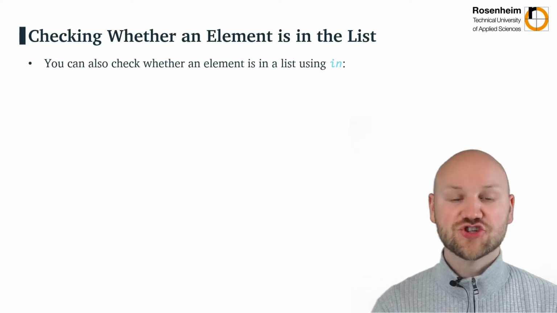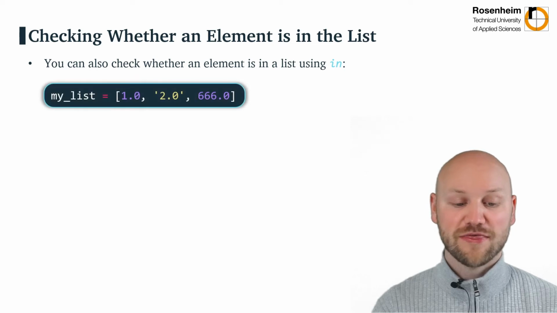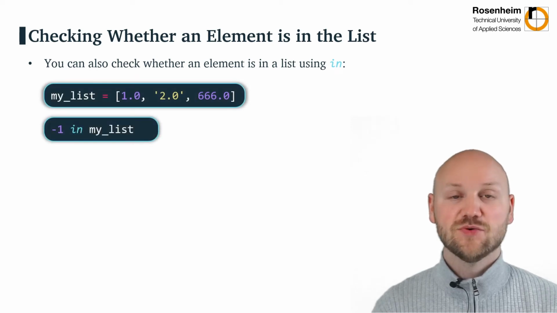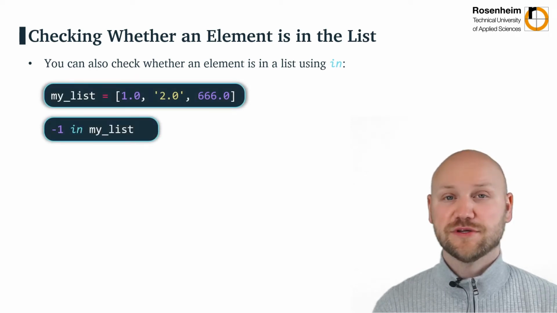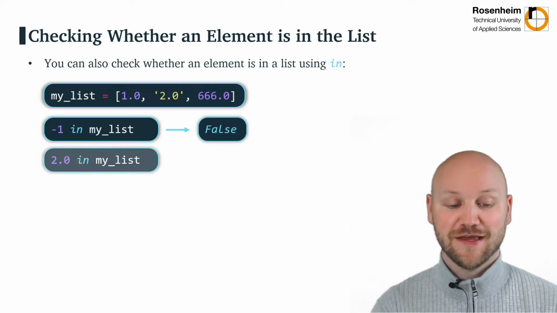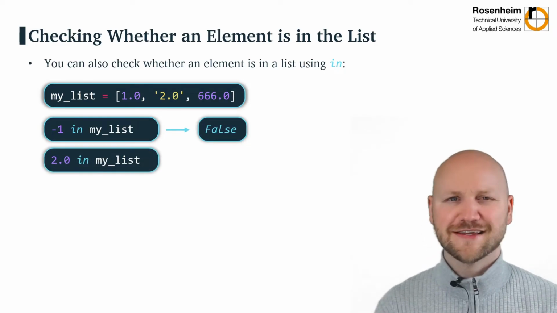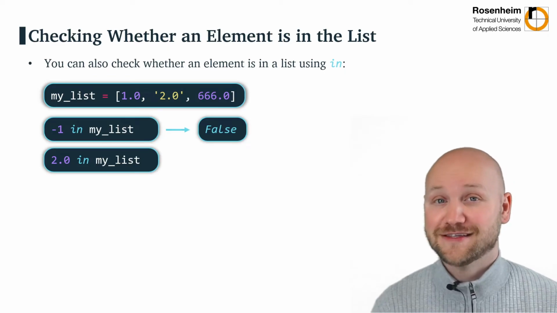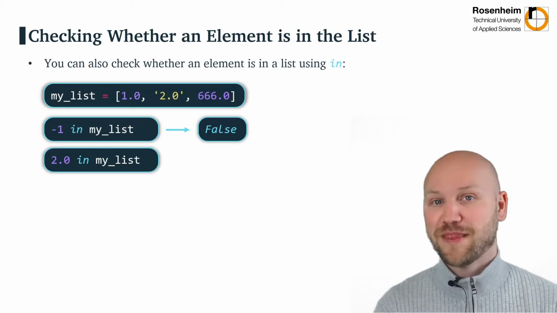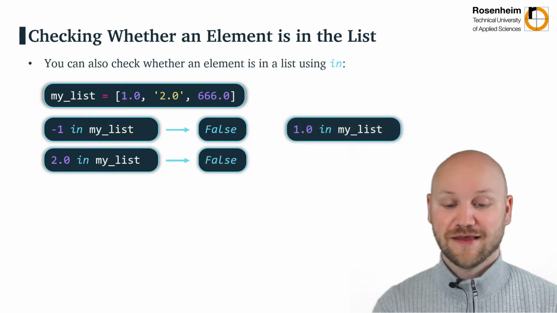You can also check with the word in whether something is in a list. So if I'm asking whether -1 is in that list, that is actually leading to a false, because as you can see, there is no -1 in that list. You can also ask 2.0 in my list, and you would say maybe, yes, there is a 2.0, but of course it's a string, and you can't mix up numbers with strings. So this leads also to false.